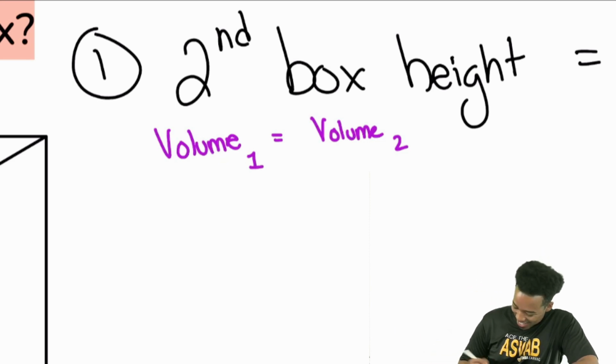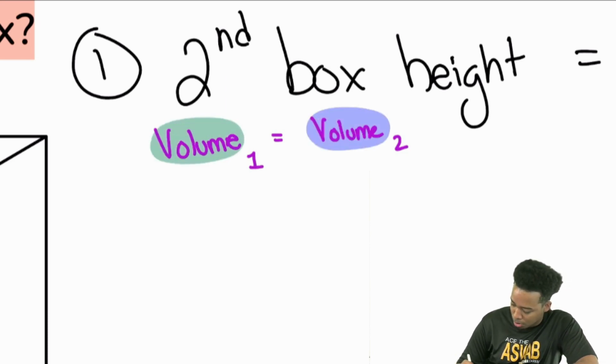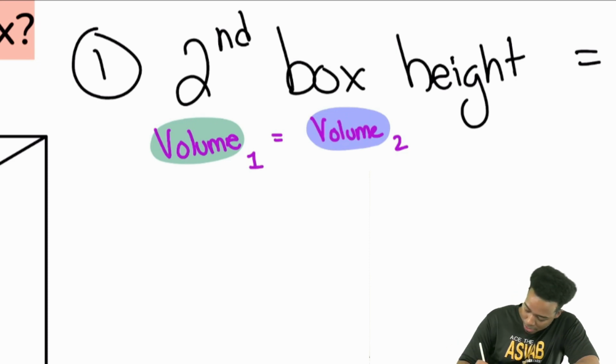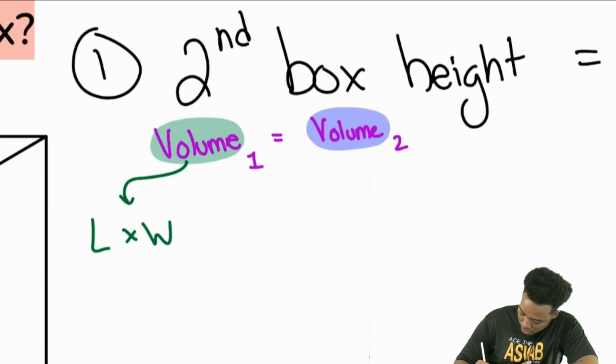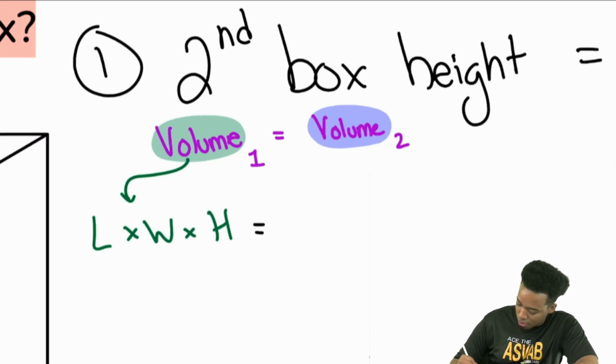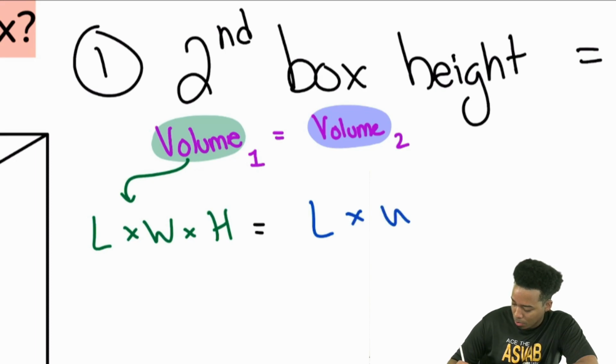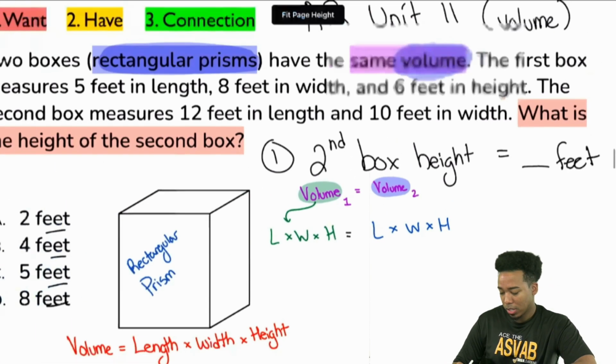We're good. I'm going to highlight this one, I'll do this one in green, and I'll do this one in blue. How about that? To make things simple. So for box 1, we have the length times the width times the height equals, and then in blue over here, again, length times width times height. Just to keep things clear.